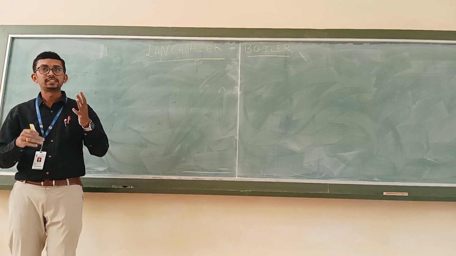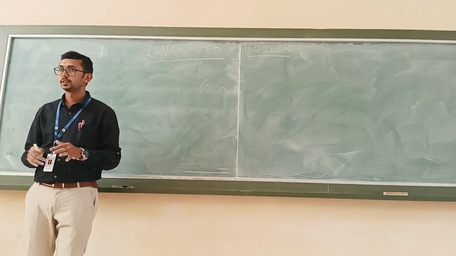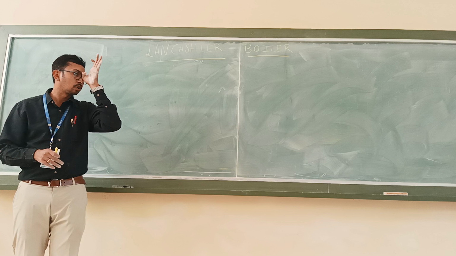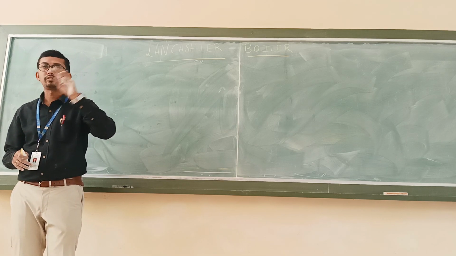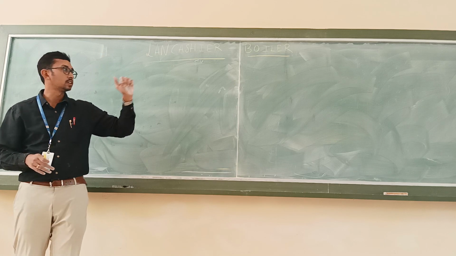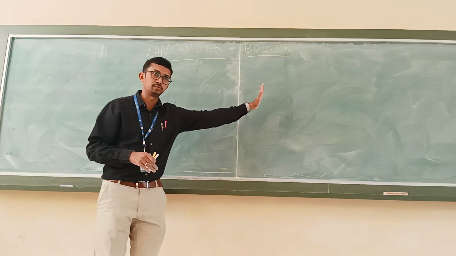Okay. So once again we are going to study about the Lancashire boiler. So this boiler we are going to explain with the help of a sketch. So the sketch consists of three views. One is the front view, top view, and side view.